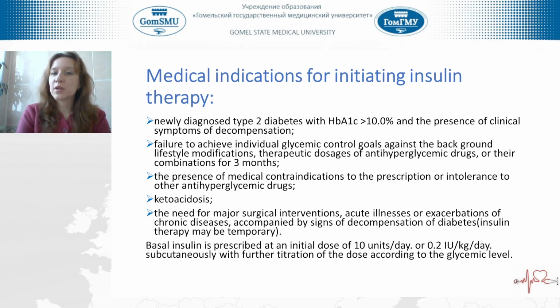Insulin therapy may be temporary in these cases. Basal insulin is prescribed at an initial dose of 10 units a day, subcutaneously, with further titration of the dose according to the glycemic level.